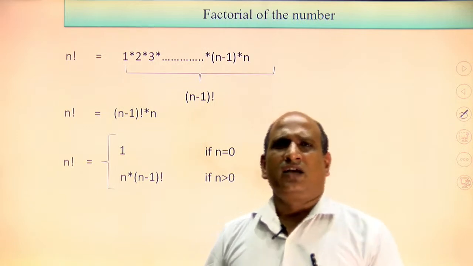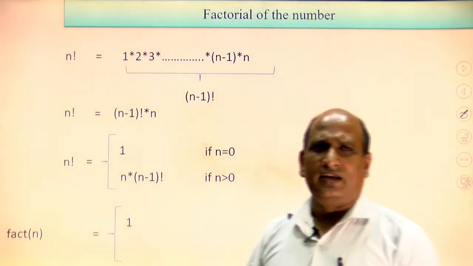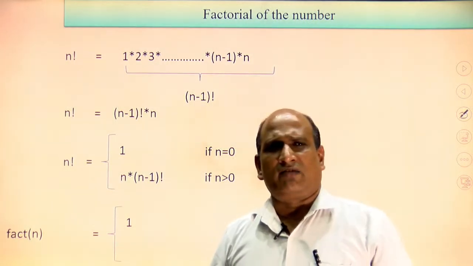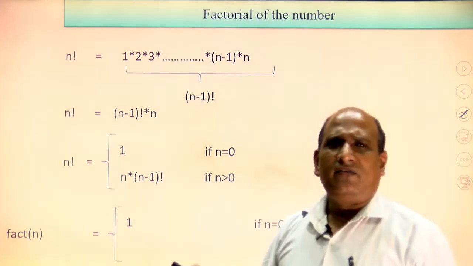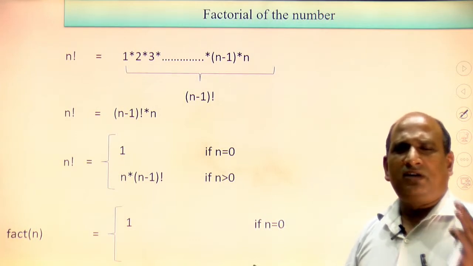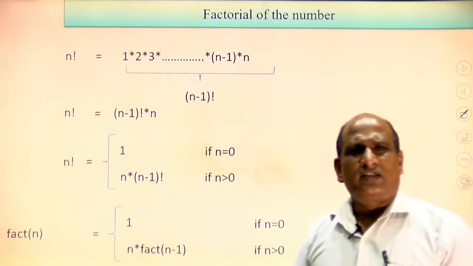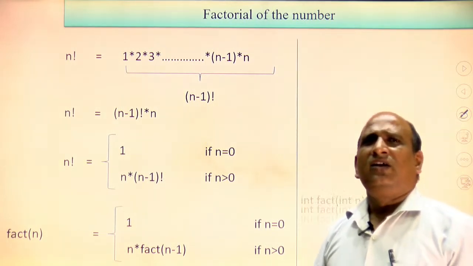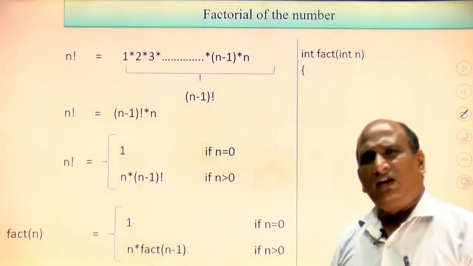This logic may be implemented in the form of a recursive function like this: we will declare a function fact(n) that will return the factorial in integer or some data type format. If n is 0, this function must return 1, and if n is greater than 0, this function must return n into fact(n minus 1). This same logic we will implement in this recursive calling of the function.